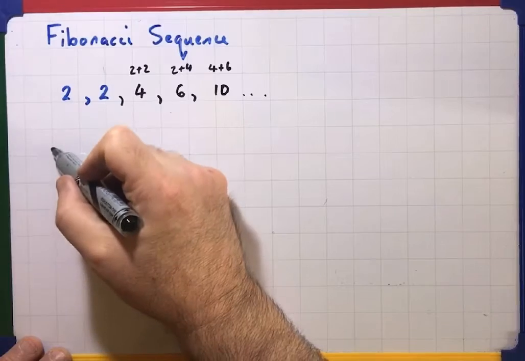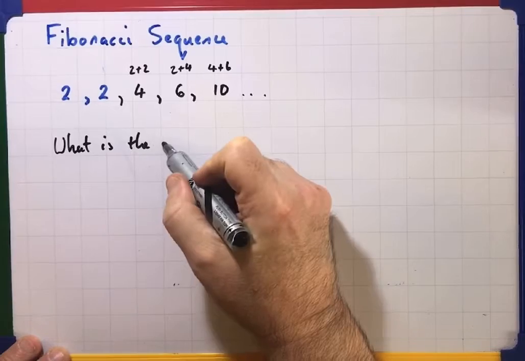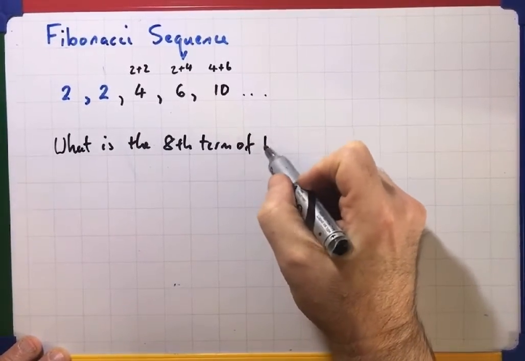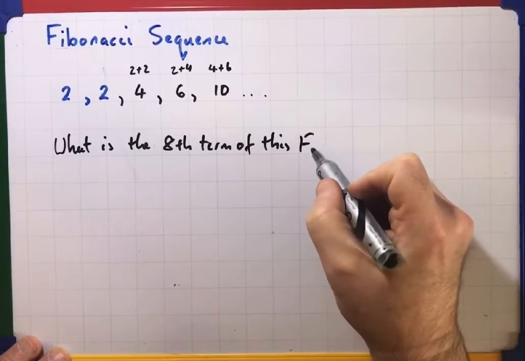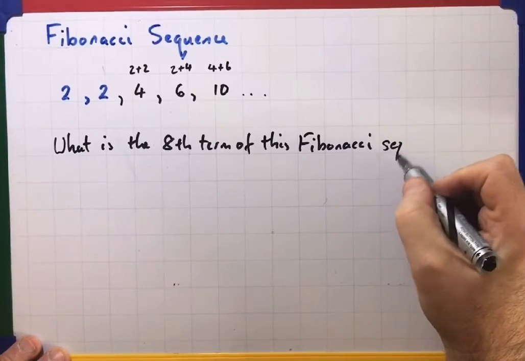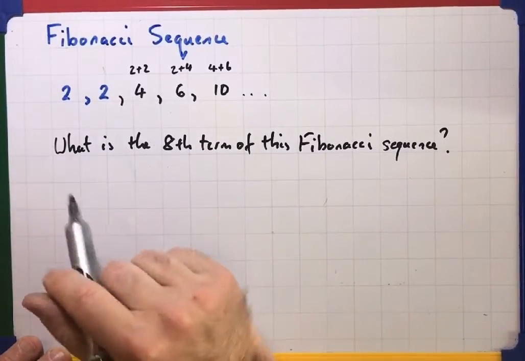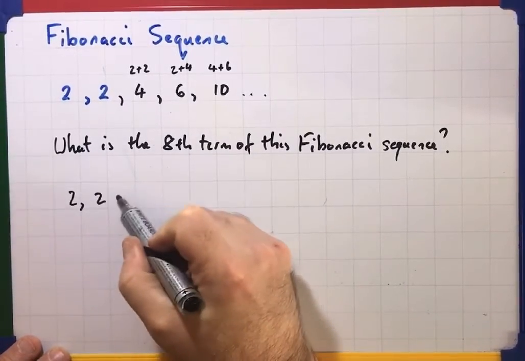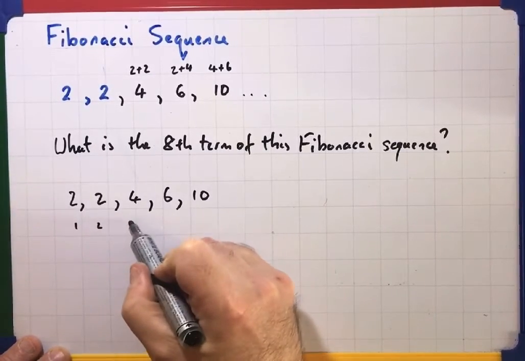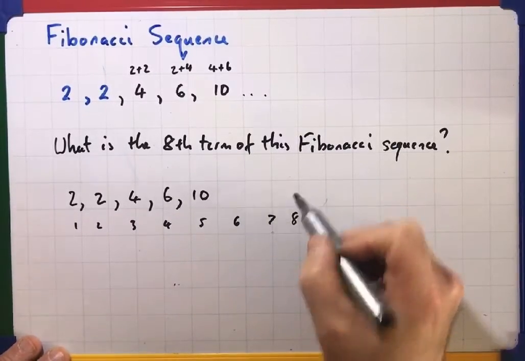So if I asked you, what is the 8th term of this Fibonacci sequence? I just have to keep this going, yeah? So we've gone 2, 2, 4, 6, 10. That's what we've got there. See, 1, 2, 3, 4, 5, 6, 7, 8. I need to get up to there.